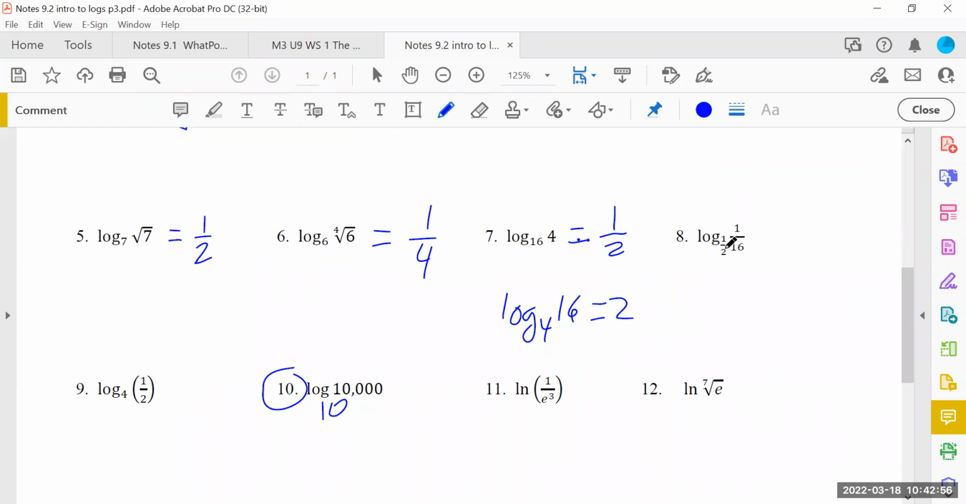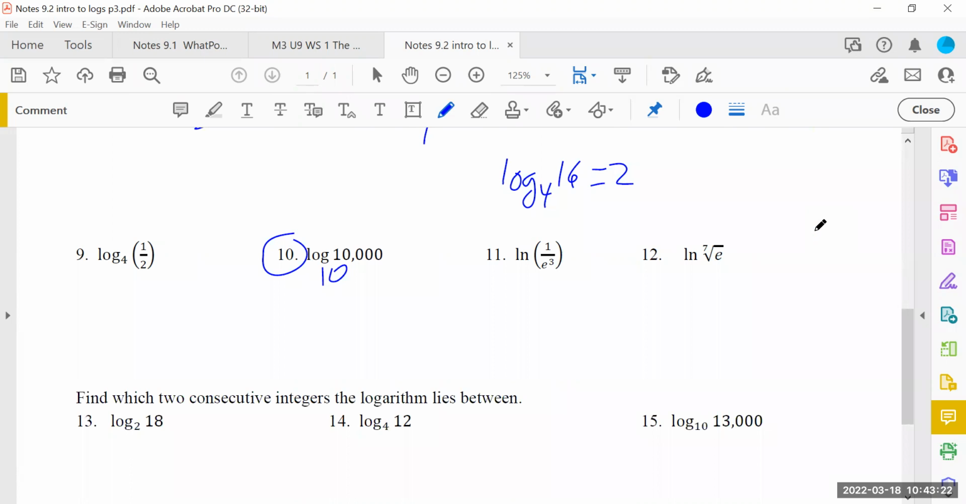Number 8, we saw one like this on the homework for the what power function. Log base 1/2 is 1/16. Look at just the bottom numbers. How do I go from 2 to 16? 4. It's not flipped upside down. This is just 4 because 1/2 times 1/2 times 1/2 times 1/2. Top still 1. The bottom, 2 times 2 times 2 times 2 makes that 16.